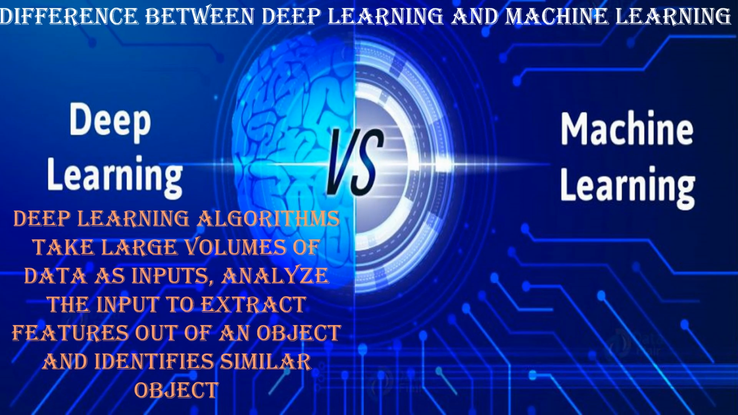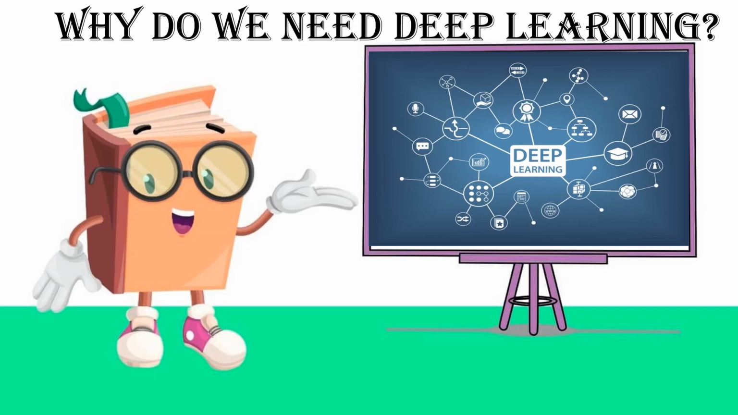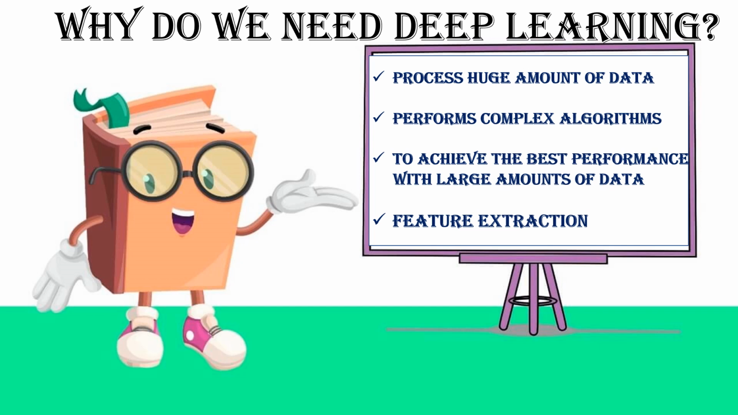Deep learning algorithms take large volumes of data as inputs, analyze the input to extract features out of an object and identify similar objects, whereas machine learning algorithms extract patterns based on labeled sample data. Why do we need deep learning? Deep learning processes huge amounts of data, performing complex algorithms, enabling us to achieve the best performance with large amounts of data and effective feature extraction.